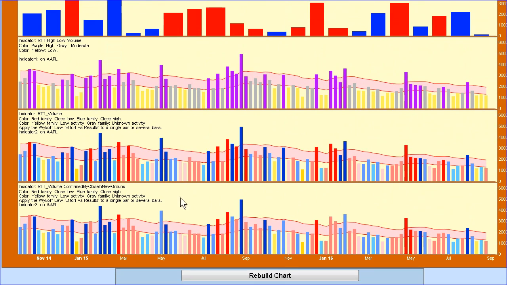So the last one is RTT volume confirmed by close in new ground. So what we have here, for example, in this RTT volume is a mirror of the RTT volume above it. The only difference is that when we get a dark or extreme volume, a dark coloured bar, with these two red ones here. For example, this red one here.